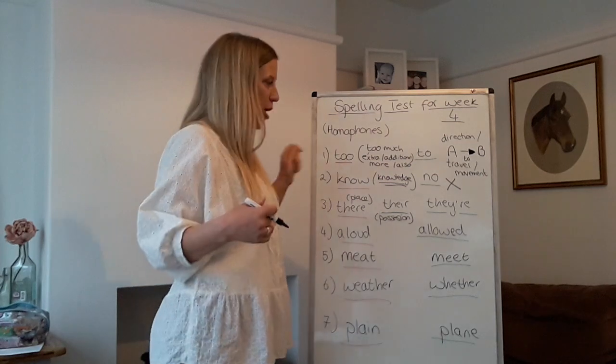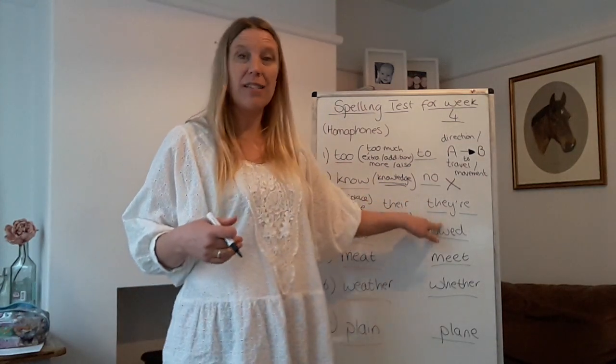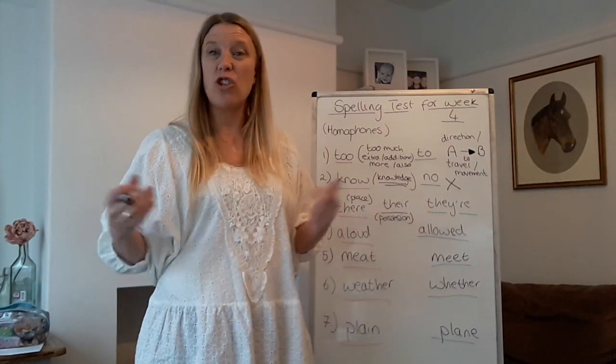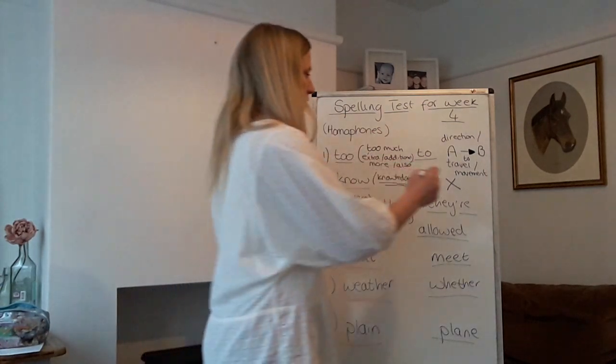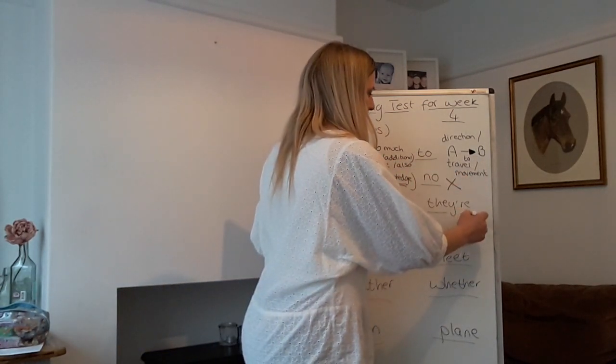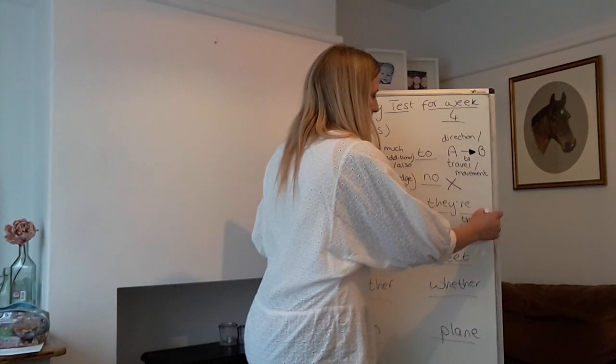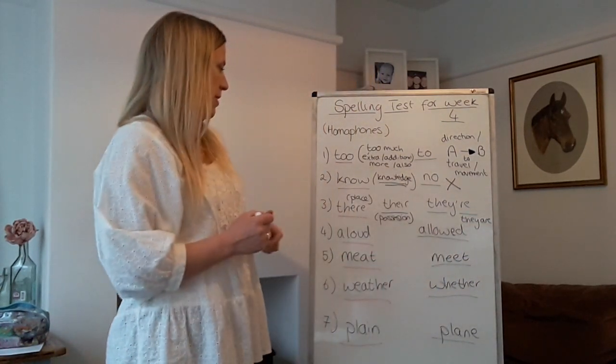Okay, about ownership. And there, this kind of means they are. They are students. They are 20. They are happy. They are sad. So it just means they are, this one. Okay.